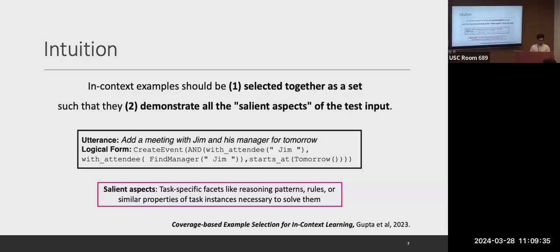So looking at an example here, this is an example of a semantic parsing task. You are given an utterance like "at a meeting with Jim and his manager for tomorrow", and you want to translate it into a logical form, an unambiguous program construct that represents that input's meaning.